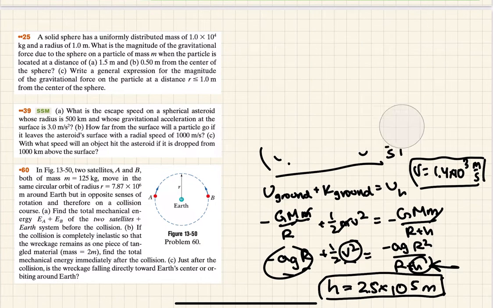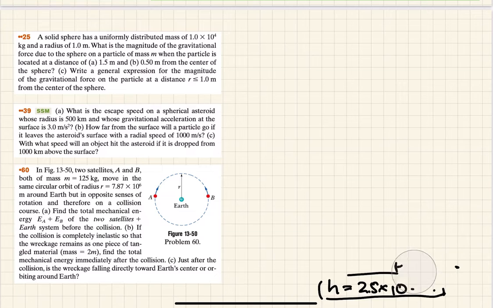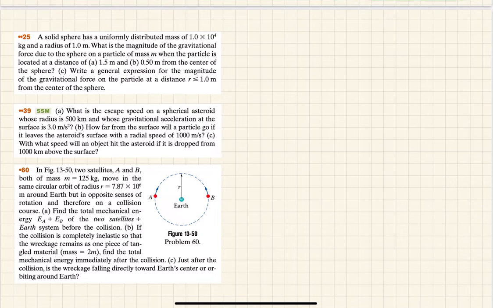All right, that finally is it for number 39. Moving on to number 60. So also a conservation of energy problem, a very common type of problem you're going to encounter on the AP test and on the test. You have two satellites, right? And they're both on the same orbit, but they're moving towards each other. So there's going to be collision. You already know that's going to be conservation of energy. Technically also conservation of momentum, but I don't think you guys learned momentum yet. So you're stuck with energy.